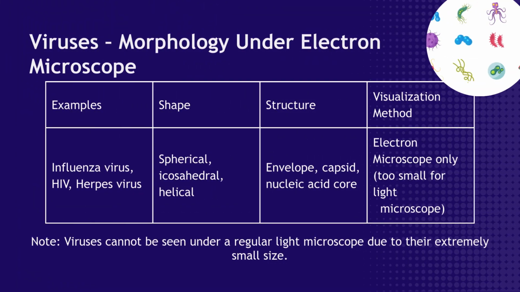Viruses, morphology under electron microscope. Examples: influenza virus, HIV, herpes virus. Shape: spherical, icosahedral, helical. Structure: envelope, capsid, nucleic acid core. Visualization method: electron microscope only, too small for light microscope. Note: viruses cannot be seen under a regular light microscope due to their extremely small size.